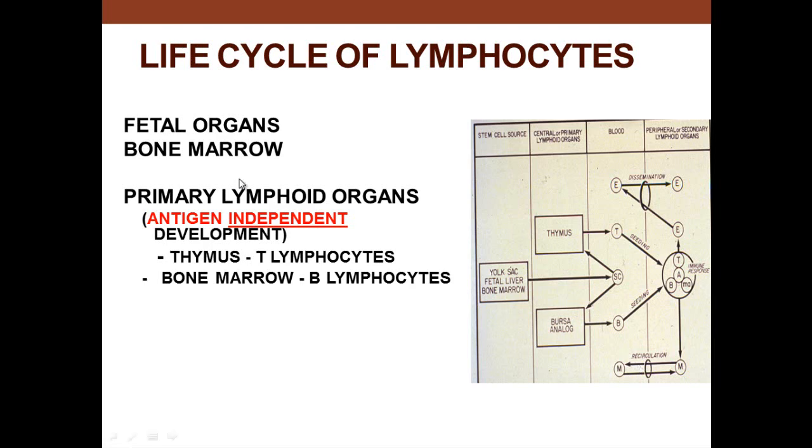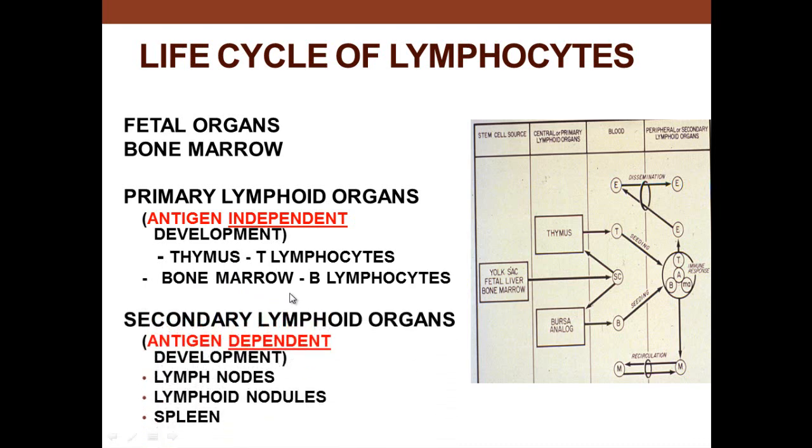So bone marrow and fetal organs are the first source, and then we have primary lymphoid organs. They produce these lymphocytes in an antigen-independent environment, so they don't have antigens associated with them. And here we get the thymus, where we get T cells, and B cells from the bone marrow. So in addition to antigen-independent, we have antigen-dependent. That is, the primary versus the secondary lymphoid organs.